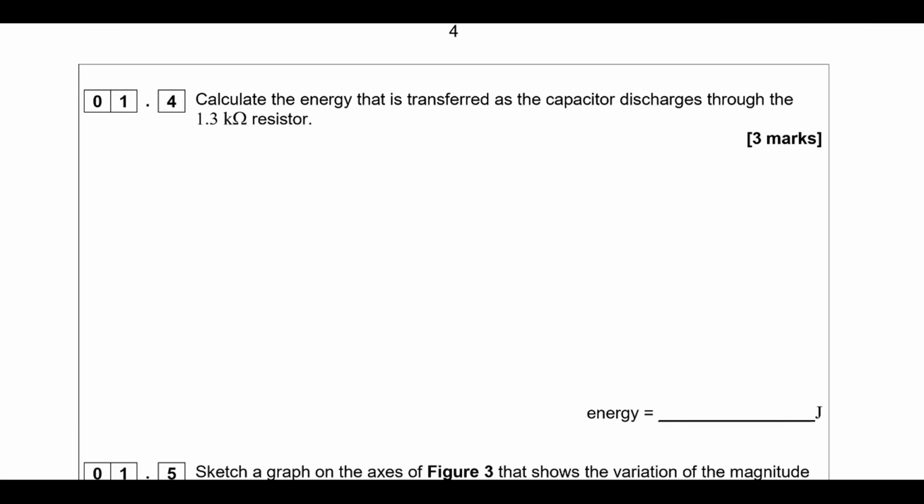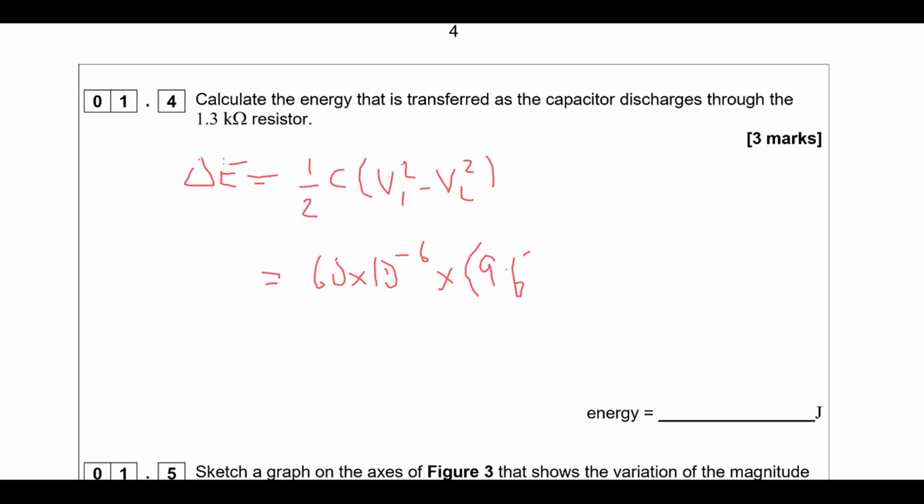So let's continue with this question. So we want the change in energy stored in the capacitor. So that's going to be half C times V1 squared minus V2 squared. So that's going to be 60 times 10 to the minus 6, because it's half times C, times 9.6 squared minus 5.5 squared. So let's calculate that now. So 9.6 squared minus 5.5 squared times 60 divided by 1 million, effectively giving you 3.7 times 10 to the minus 3.